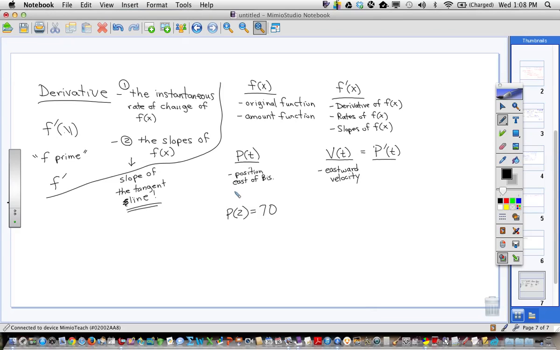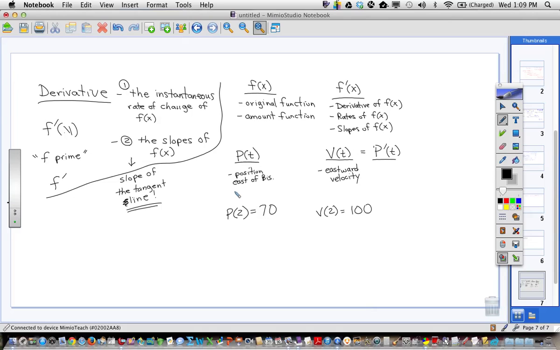Now, do we know what direction it's going? From that information alone? We have no idea. It could be stalled on the side of the road. It could be going east. It could be going west. We don't know. But at 2 o'clock, it is 70 miles east of Bismarck. That's its position. Now, if I said that the velocity, if I said v of 2 is 100, then what's that tell me?